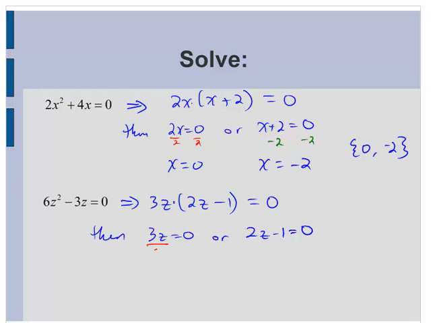If 3z is 0, dividing by 3, z is 0. If 2z minus 1 equals 0, adding 1 to both sides, we'd have 2z equals 1, and dividing by 2, z is a half. And so the solution set contains 0 and 1/2.